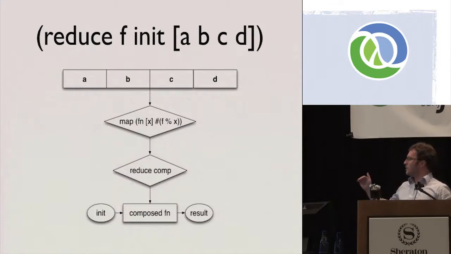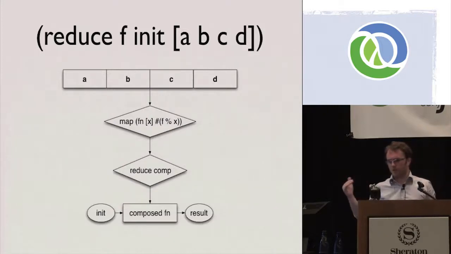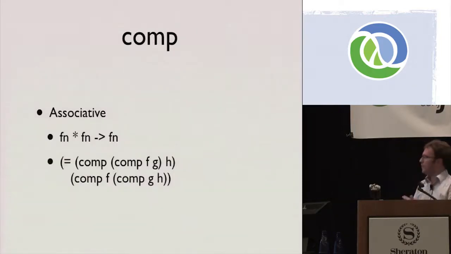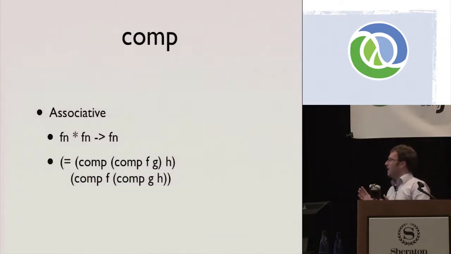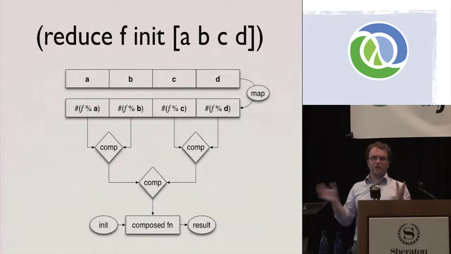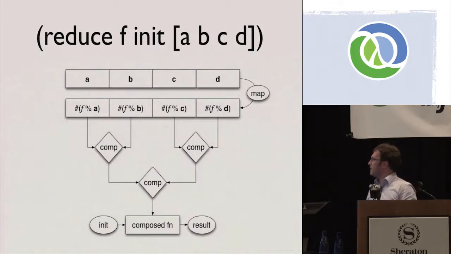I have the original collection. I map it to get a collection of partial functions that I compose, and then I've got a big function that I can pass the initial state to, and I get the result value. And the good news is that comp is associative. So we are going to be able to organize the composition into a nice tree.